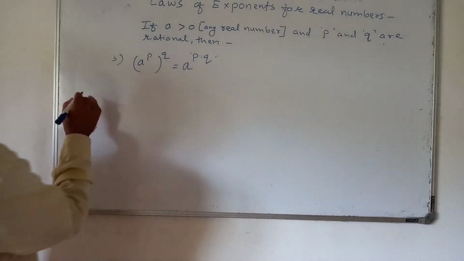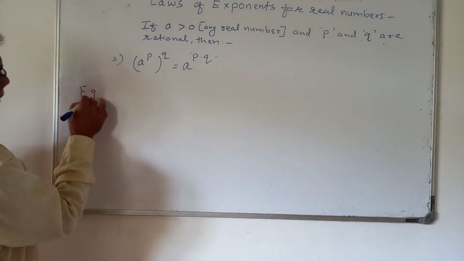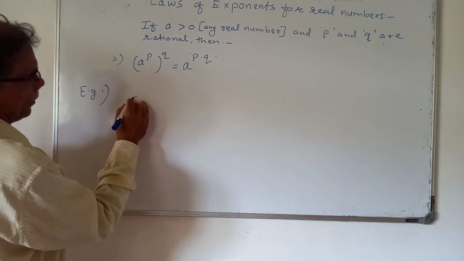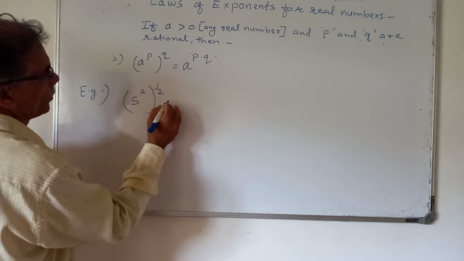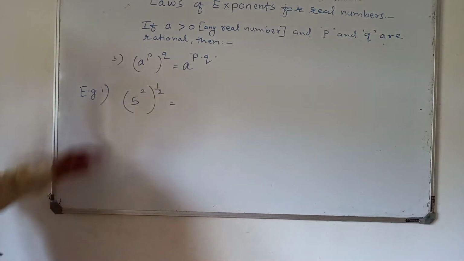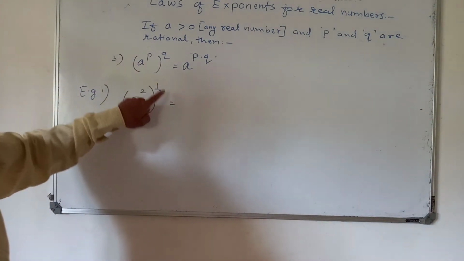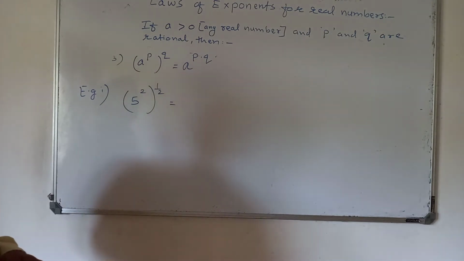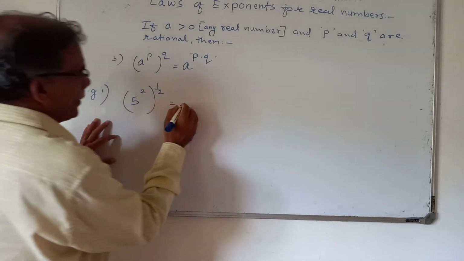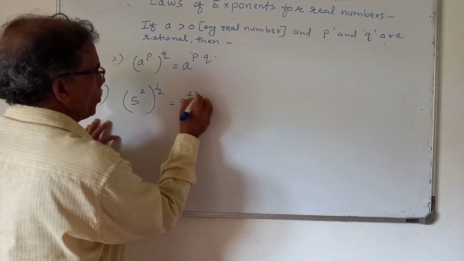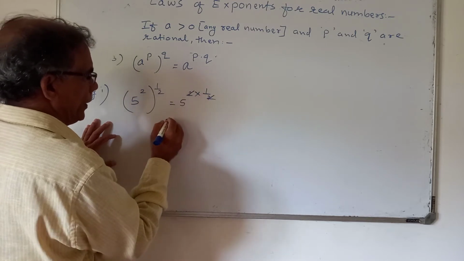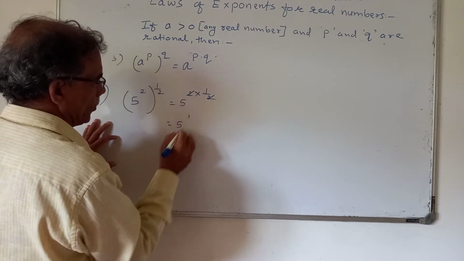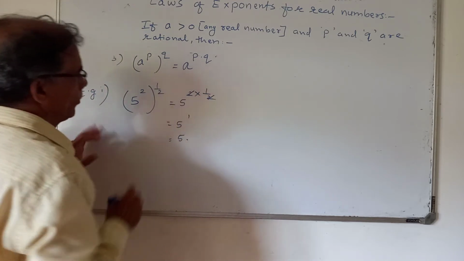Now suppose an example: 5 raised to 2 raised to 1 by 2. So 2 is a rational number, 1 by 2 is also a rational number. Now it is 5 raised to 2 into 1 by 2. So 2 upon 2 will get cancelled. 5 raised to 1 means how much? 5.